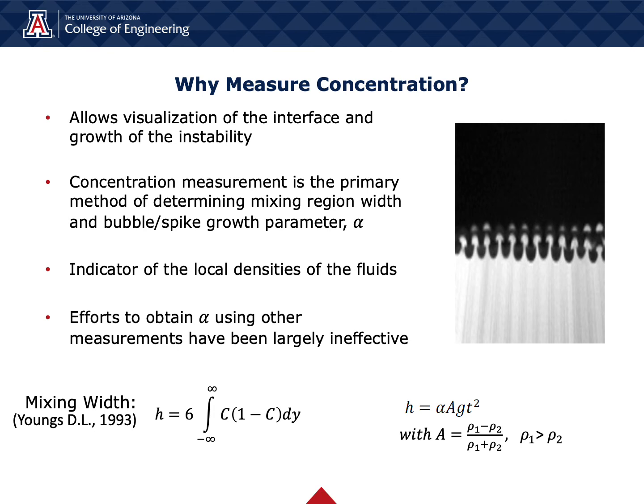The equation will become a bit clearer on the next slide, but just note that this h value is the only value left that is needed to solve the equation on the right for our growth rate parameter alpha. We already know the acceleration field g, time of the experiment t, and Atwood number A, which is a measure of the density mismatch. So how does this h equation relate to our concentration?